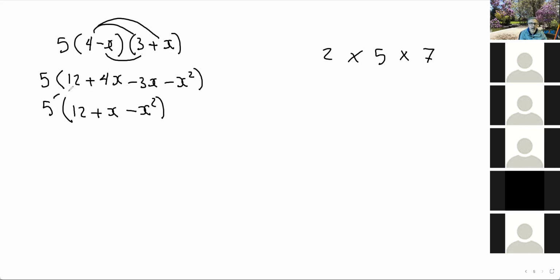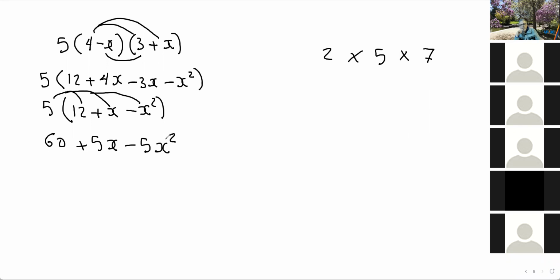After you do that, now you distribute the 5 into here, here, and there. So you have to distribute the 5 into all 3 of them. That's what the brackets are for. It's not just for the 12. So 5 times 12 is 60. 5 times positive x is just plus 5x. And 5 times negative x squared is just negative 5x squared.